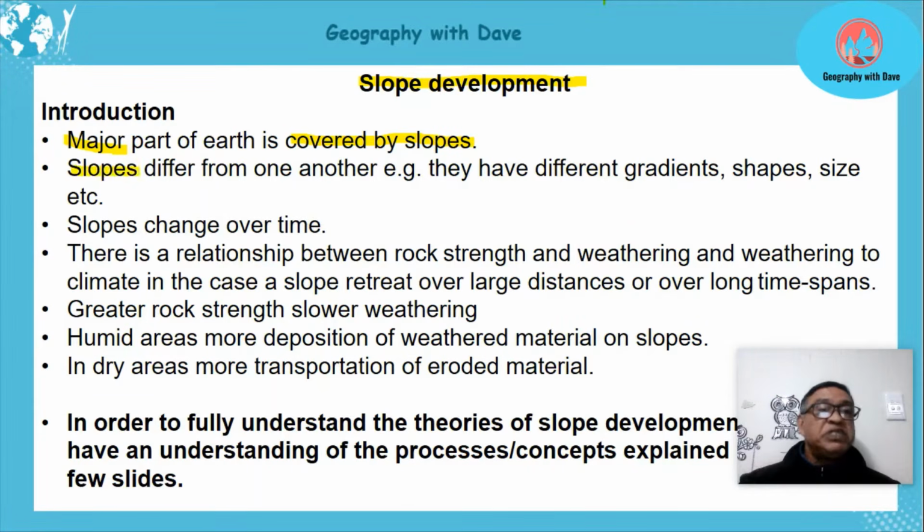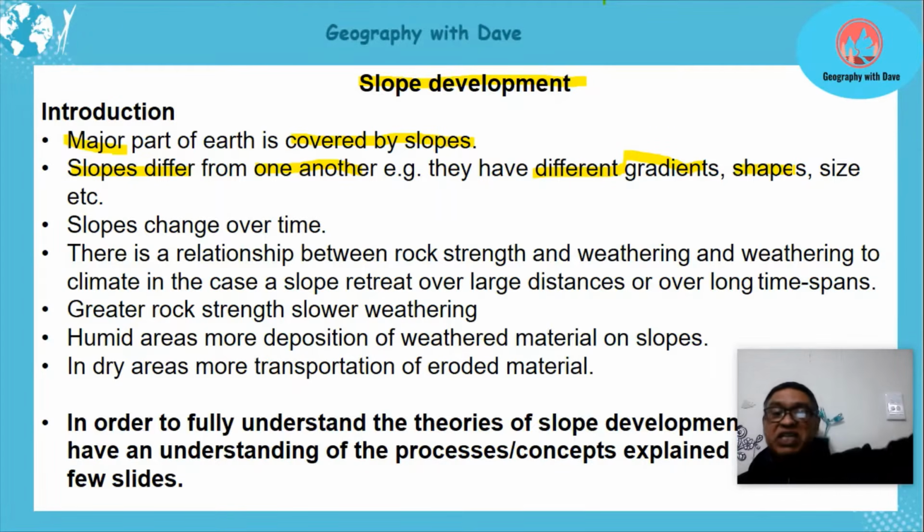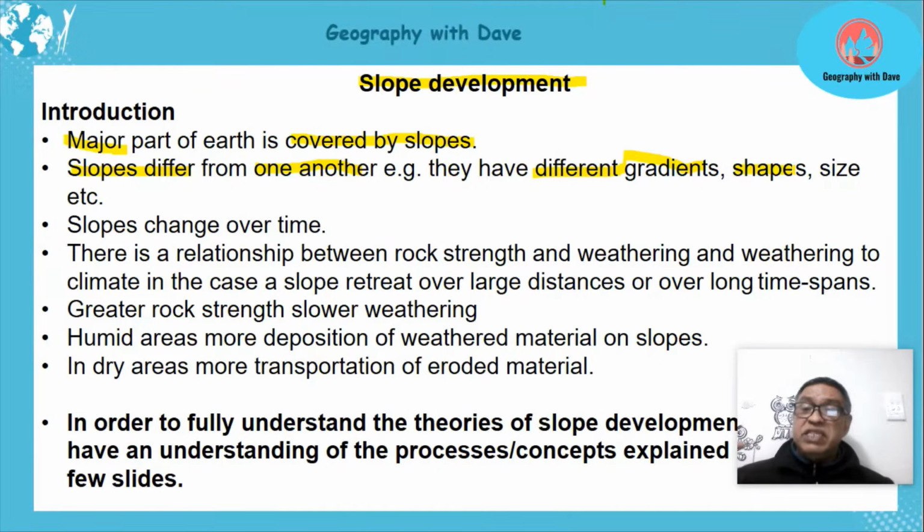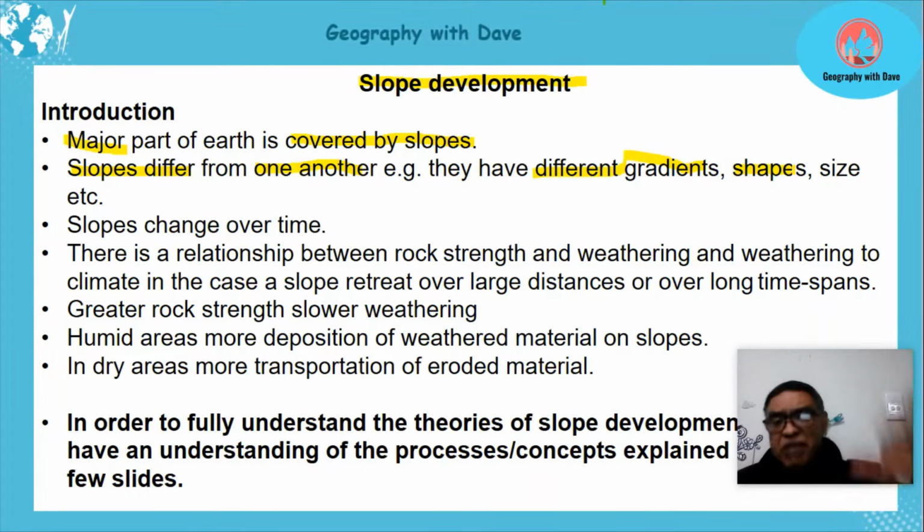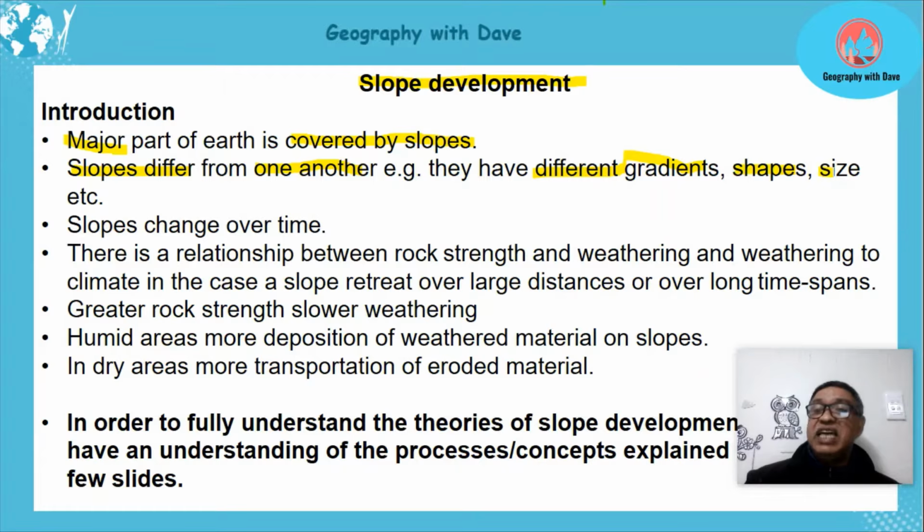Another thing is that slopes differ from one another. They have different gradients. They can be steep or gentle. They have shapes too. When you did the slope elements, some have a convex slope, a cliff, and some just have a gentle sloping land with no cliff. Some may have cliffs and some may be more convex with a constant angle. Some may be convex, steep, gentle. So even the shapes change, and the size of slopes.